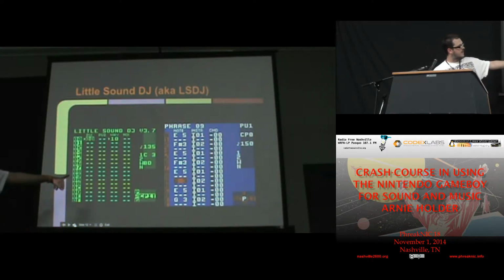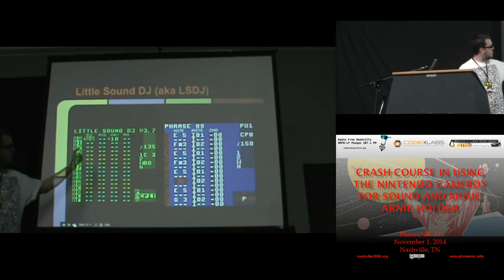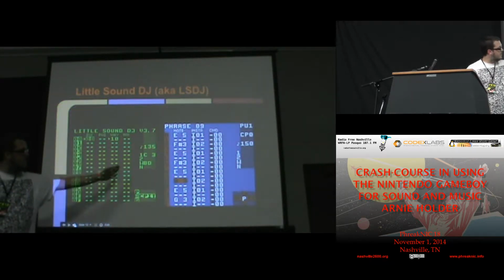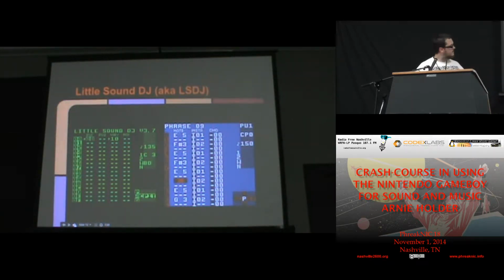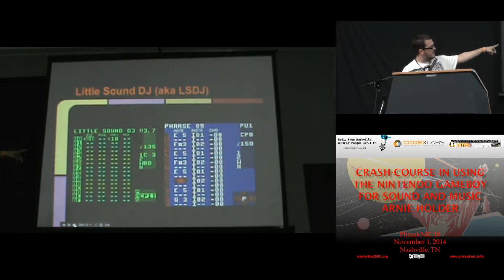This is the overview. You can see each column represents a hardware channel. Pulse 1, Pulse 2, wave, noise. The 00 that's highlighted there, this is all in hex. The 00 that's highlighted there is referred to as a phrase. And on the right-hand side, if you zoomed in, this is what's contained in that phrase.